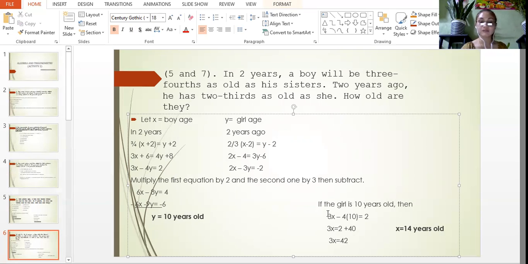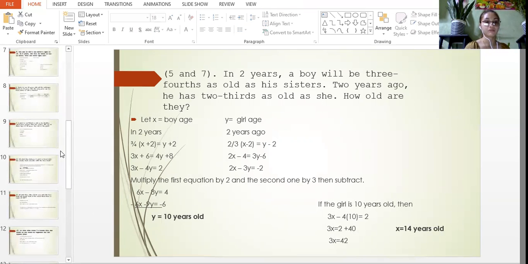Then if the girl is 10 years old, the boy's age is equal to 3x minus 4 times... substitute the value of y, which is 10, then equals 2. So 3x is equal to 2 times 40 ... so 3x is equal to 42. Then x is equal to 14. So the age of the boy is equal to 14 years old.